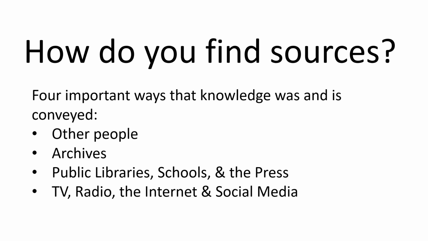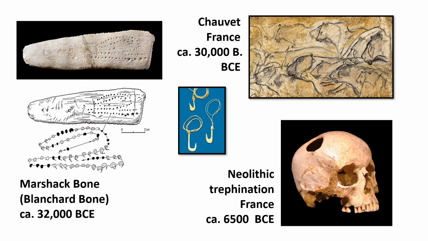There are 4 important ways that knowledge was and is conveyed: other people; archives, public libraries, schools, and the press; and TV, radio, the internet, and social media. Well, the first place to think about finding other sources is other people. The most obvious place you can look for information is other people.